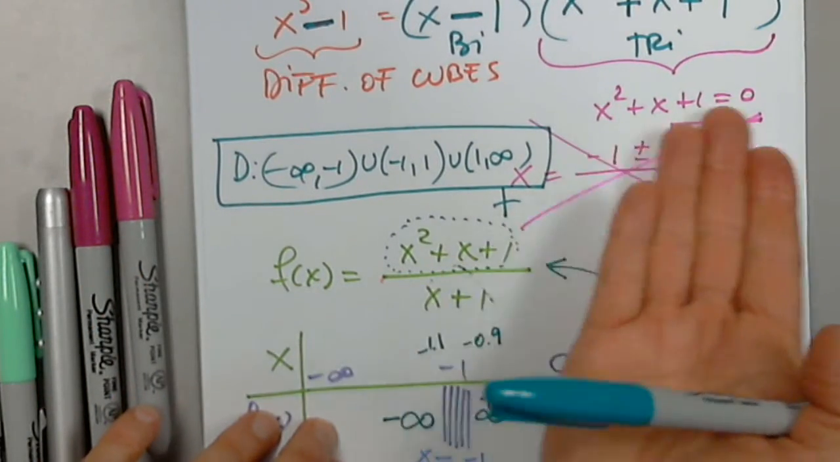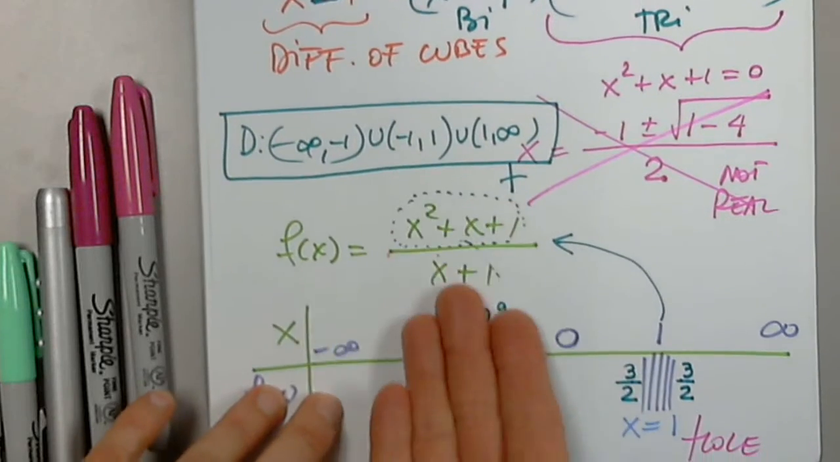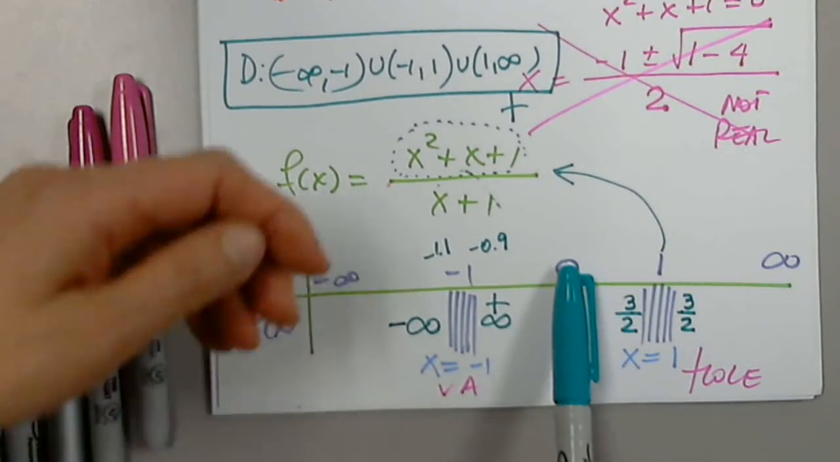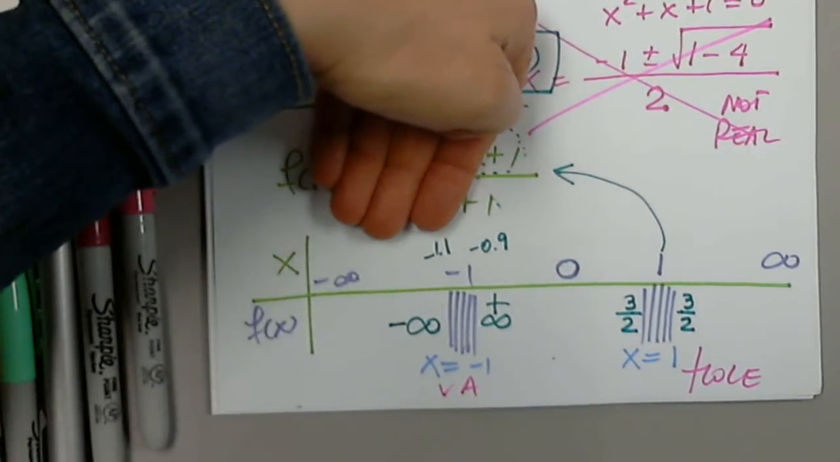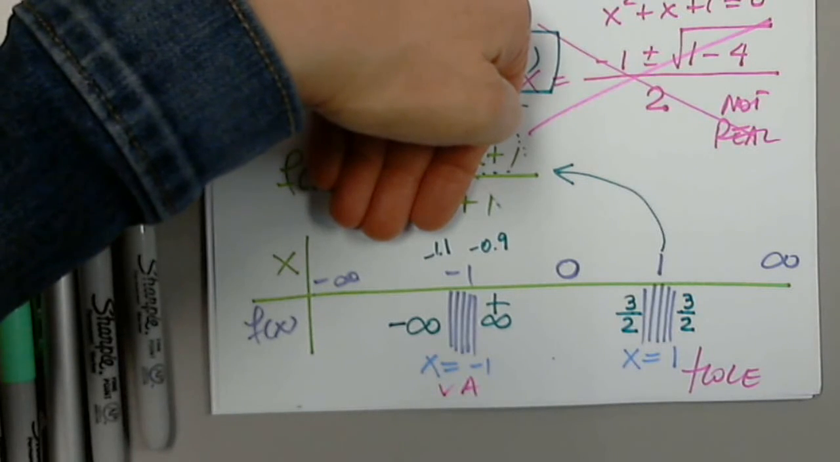Okay, so we know that the numerator can never be 0. We tried. So the function can never be 0. But I have to find what happens when x is 0. What happens when x is 0? It's 1.